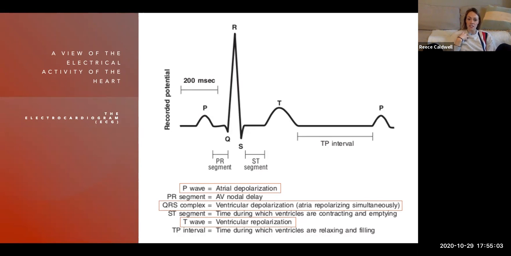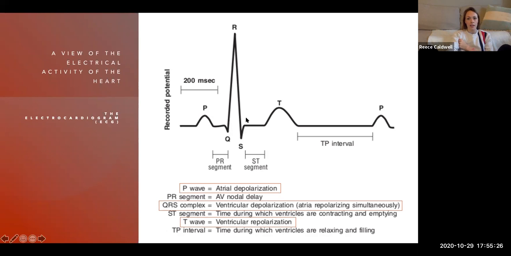The atria contract, send blood to the ventricles, and we get into the QRS complex. This whole thing right here is called the QRS complex. And that's when our atria are relaxing, so repolarizing. You see atria repolarizing, relaxing, and the ventricles are contracting now. And again, those ventricles have to produce a much larger contraction.